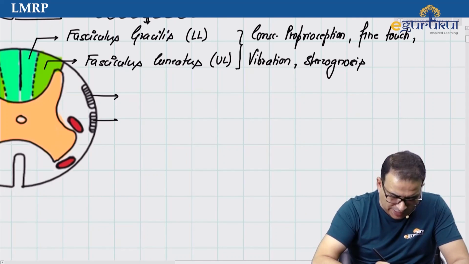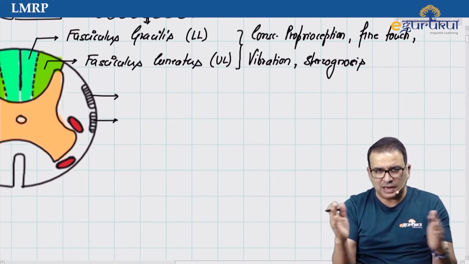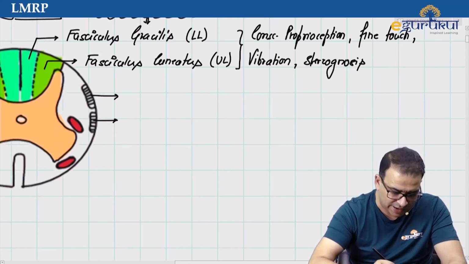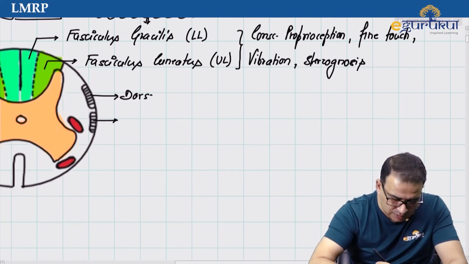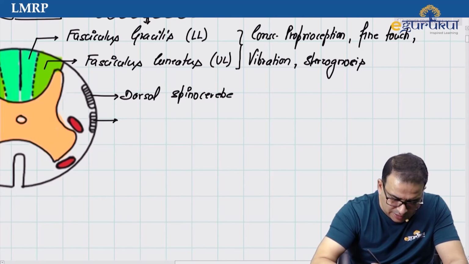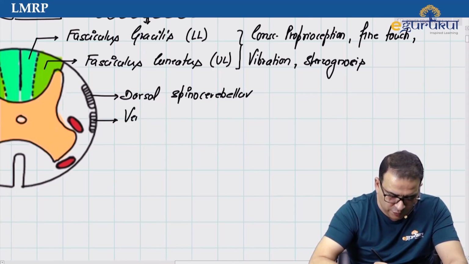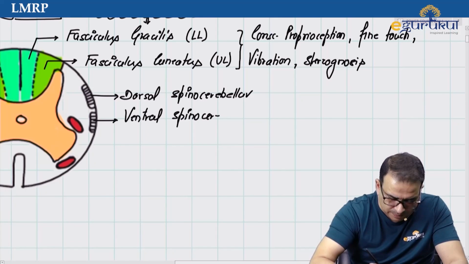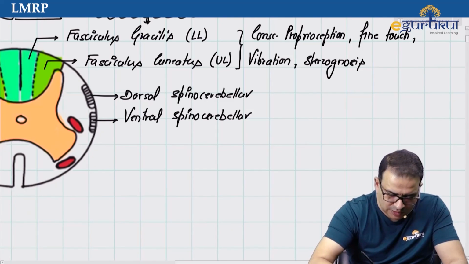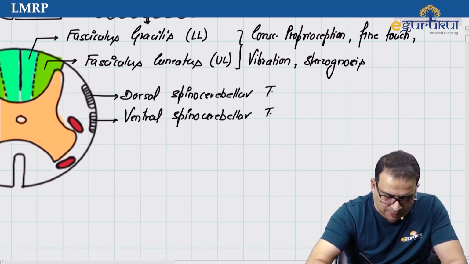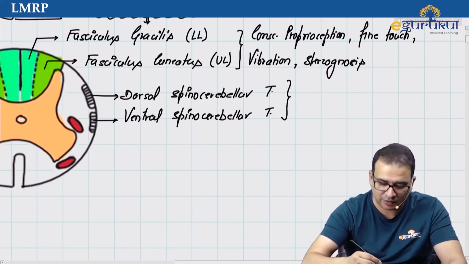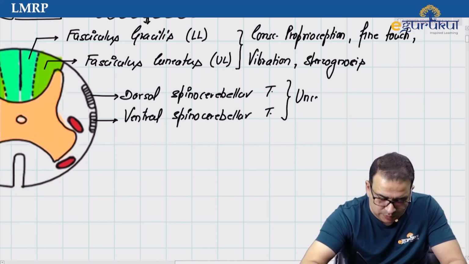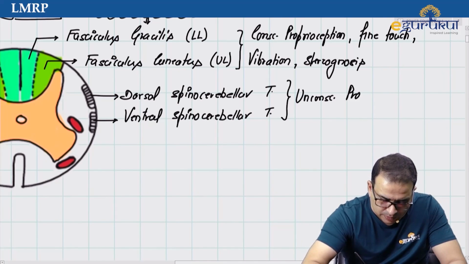Then you can see these two tracts toward the lateral side of the spinal cord, the spinocerebellar tracts. This is the dorsal spinocerebellar tract, and this one here is the ventral spinocerebellar tract. Both the dorsal and ventral spinocerebellar tracts are responsible for unconscious proprioception.